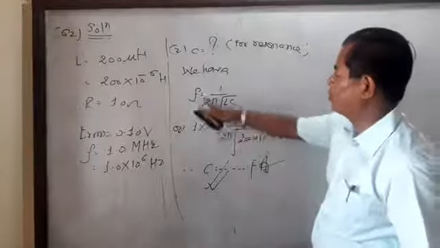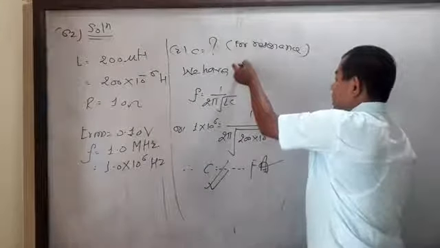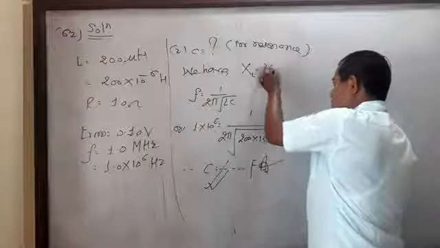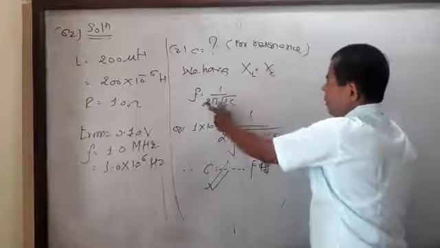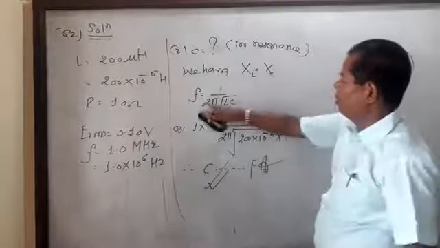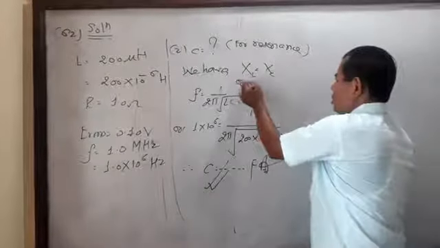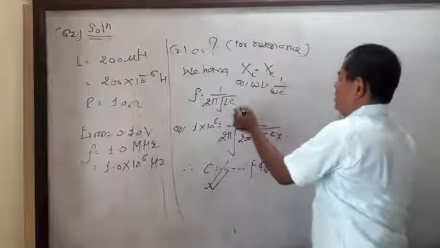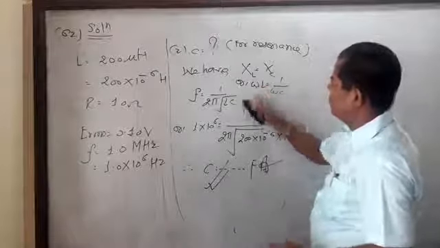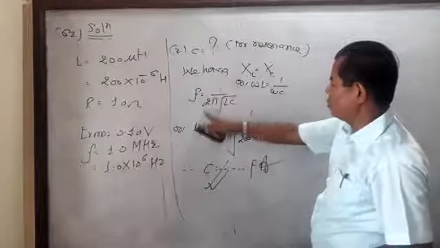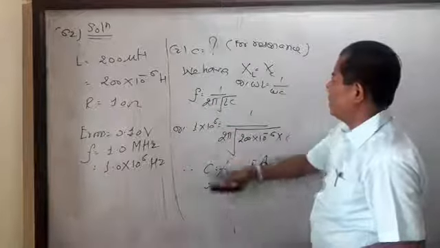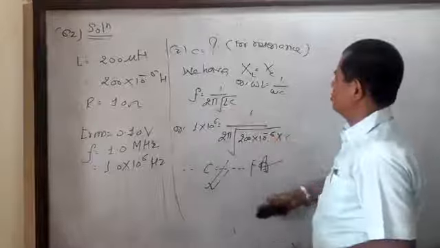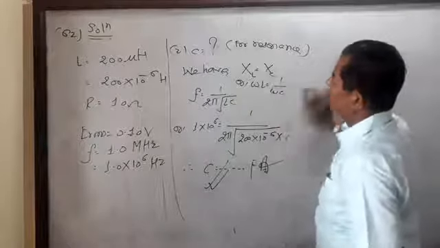For the resonating frequency, the condition is XL is equal to XC. From this equation, we can find the value of F. Because XL is equal to omega into L and XC is equal to 1 by omega C, F has the value 1 by 2 pi root under LC. Then F and L are given to us, so the only unknown is C. This is the first part.